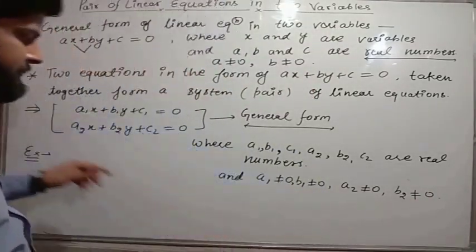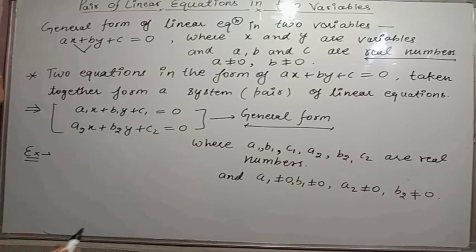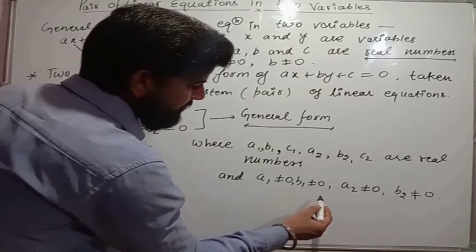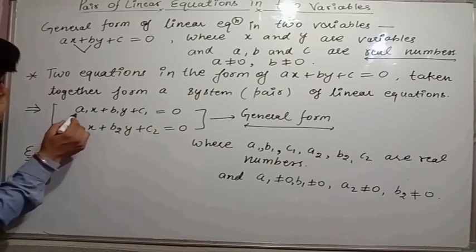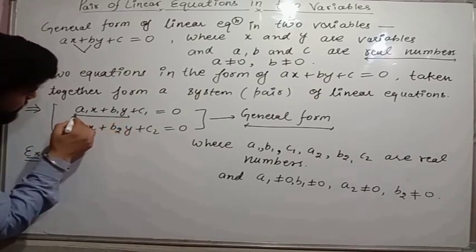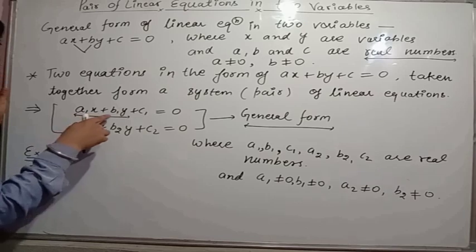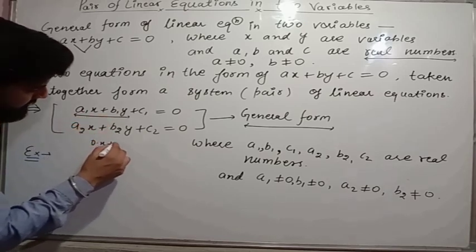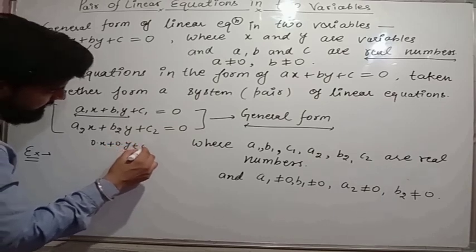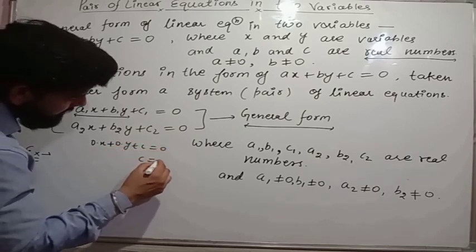See why we say a1, a2, b1, b2 are not equal to 0: because if we put 0 in a1 and b1, then we get 0x plus 0y plus c equals 0, and here only c equals 0.